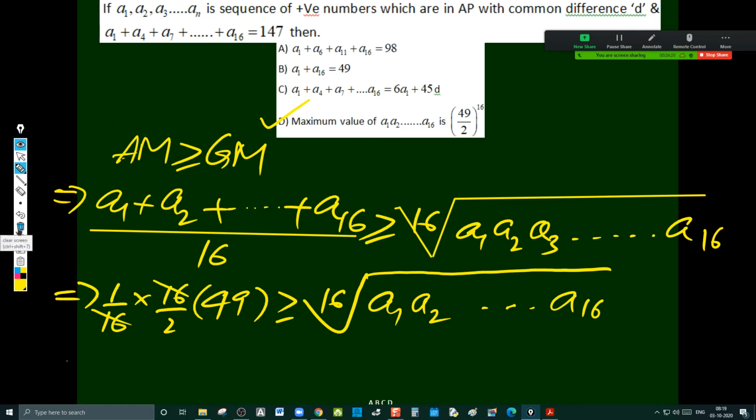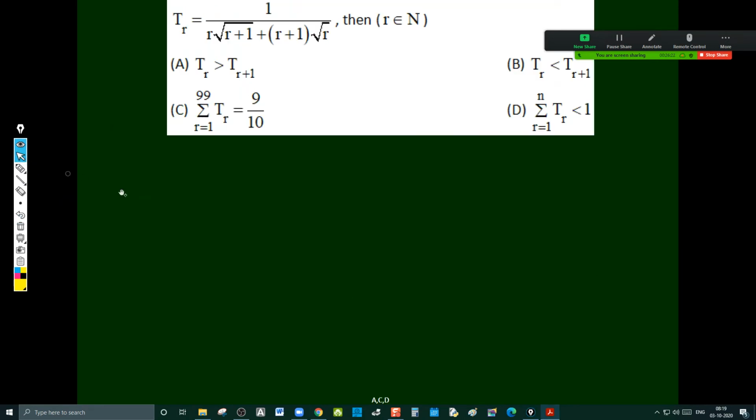Next question, please. T_r is equal to 1 by r root (r+1) plus (r+1) root r. Here it is given that small r belongs to the natural numbers. T_r greater than T_(r+1), and summation T_r less than T_(r+1). That means it should be either A or B. Both will not be there, definitely.